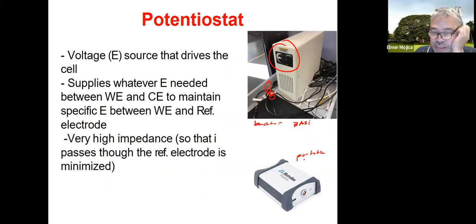Bioanalytical Systems Incorporated. And then this is Metrohm. So they are, we could say, the leading companies in doing electrochemistry stuff. Now, what the potentiostat does is supply whatever energy is needed between the working electrode and the counter electrode to maintain the specific potential between the working electrode and what we call the reference electrode. So it's usually a very high impedance so that the current passing through the reference electrode is minimized. So that's usually needed in the system.